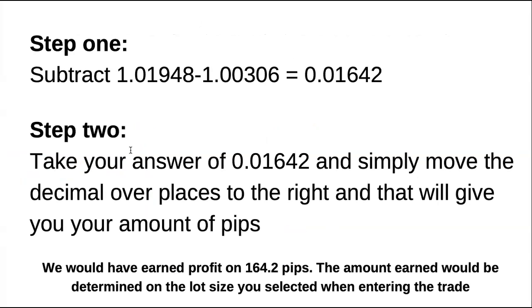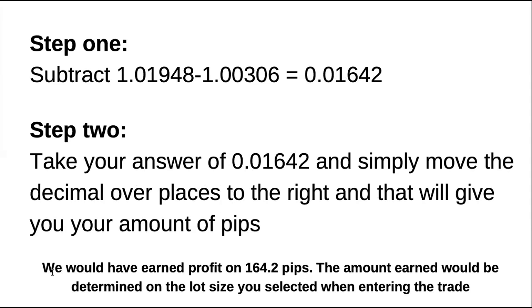So to get that answer, you're going to subtract 1.01948 from 1.00306, which is going to give us 0.01642. So to get that answer, you're simply going to move the decimal over 4 decimal places, which will give you your answer. So you're going to move that decimal over 4 spaces to the right. That is going to give you your answer.